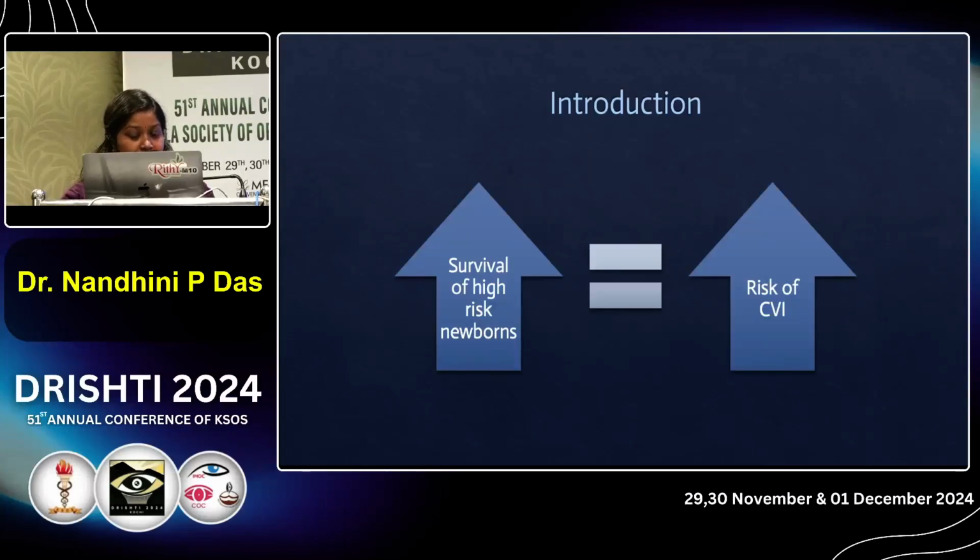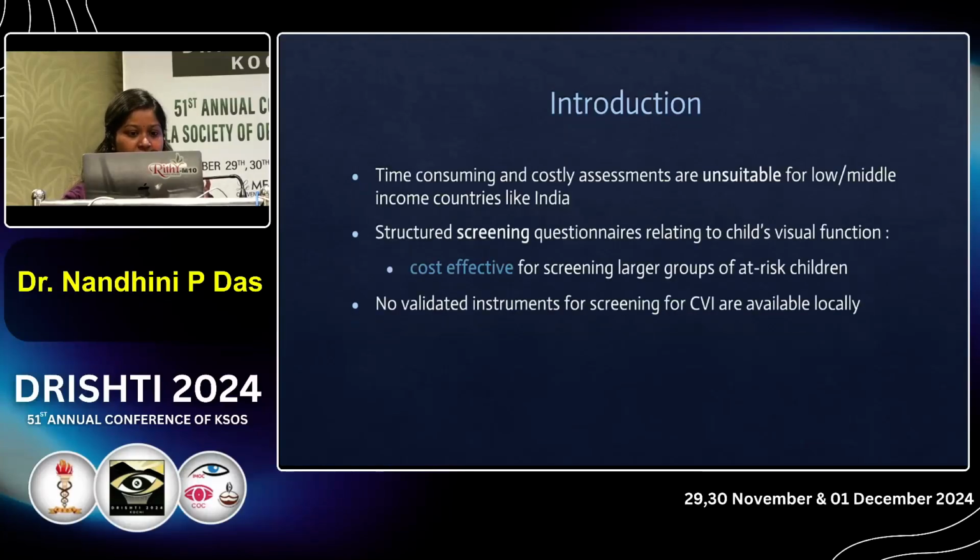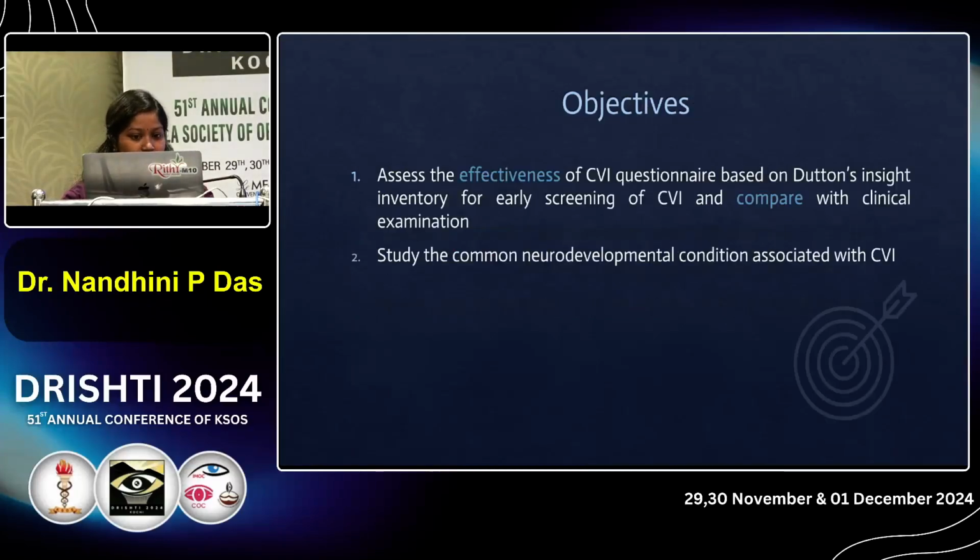The recent trends have shown that increased survival of high risk newborns has increased the risk of CVI along with other neurodevelopmental conditions. It is one of the emerging causes of visual impairment in India. It is underdiagnosed and underreported in India. So we must be equipped to manage these children. A structured screening questionnaire relating to child visual function helps in eliciting the signs and symptoms and is cost effective for screening a larger group at risk. No validated instrument for screening is available locally.